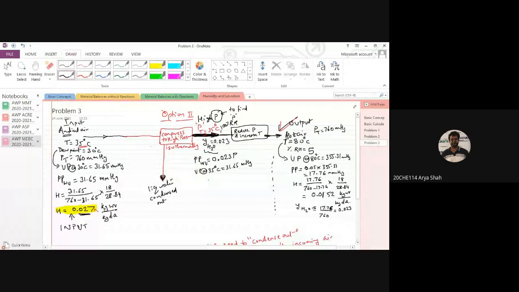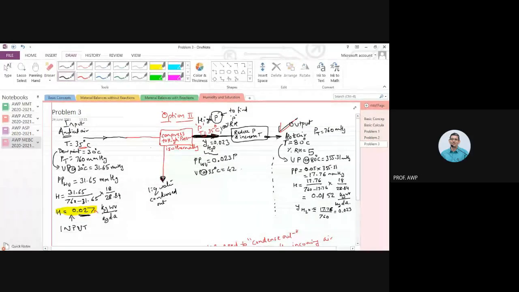No, sir, that is at 30 degrees centigrade. Oh, sorry, 30 degrees centigrade. Right. So what is vapor pressure at 35 degrees centigrade? 42 mmHg. Thank you.